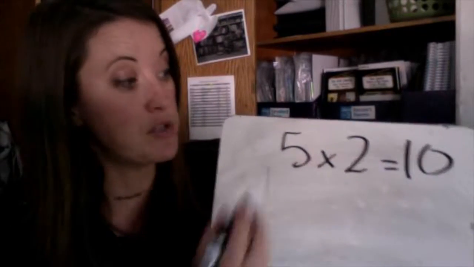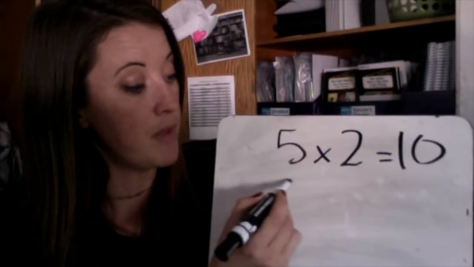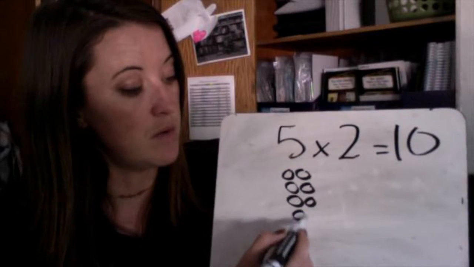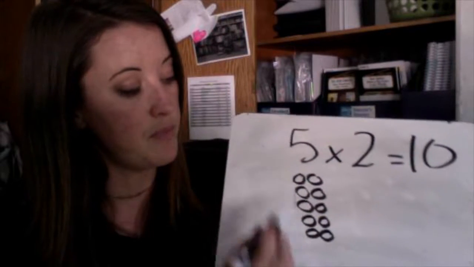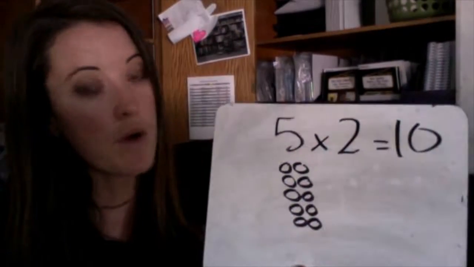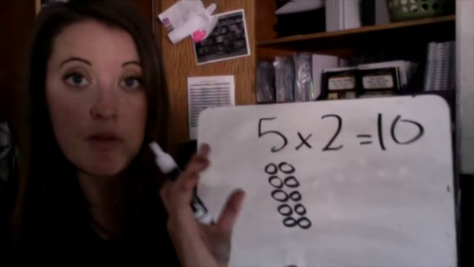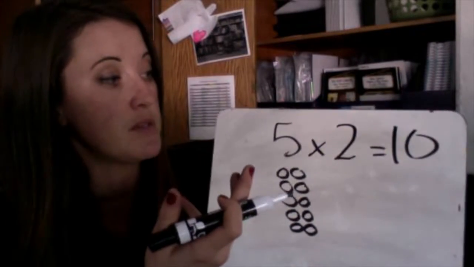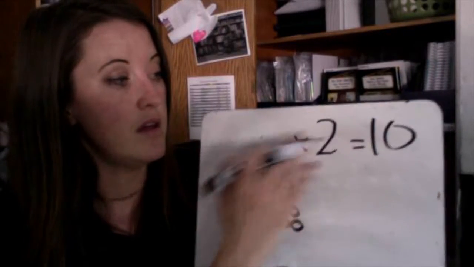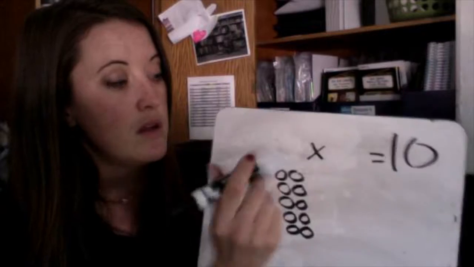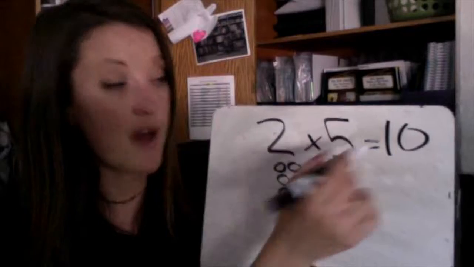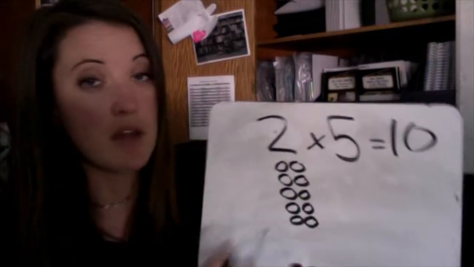Now I can prove that by drawing 5 rows of 2. Watch me. 1, 2, 1, 2, 1, 2, 1, 2, 1, 2. 2, 4, 6, 8, 10. Now, what if I wanted to use that commutative property of multiplication and flip the numbers? Let's erase the 5 and the 2. We'll put the 2 first and the 5 second. 2 times 5 still equals 10, and I can prove that using my array.